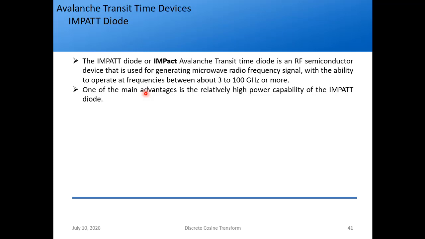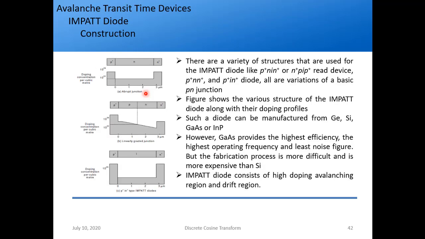Next is the construction. Again it is a diode. We can have a P plus N plus junction, or a P plus P N plus, or P plus I N plus. The plus signs indicate that they are very highly doped regions. What is this I? It indicates an intrinsic semiconductor, which is not doped at all. Okay. And we can either have an abrupt junction, that is the doping can be in this way, or we can have a linearly graded doping as is used in P plus PN. Okay.